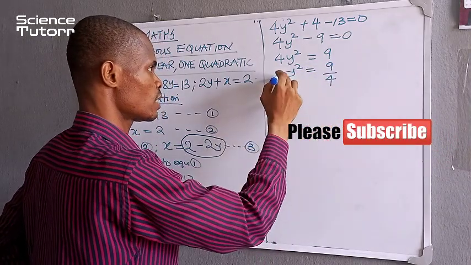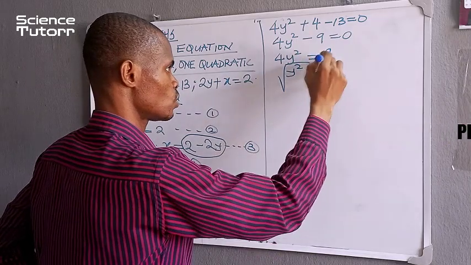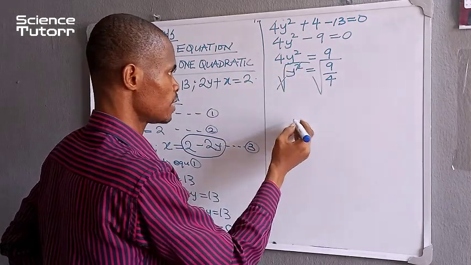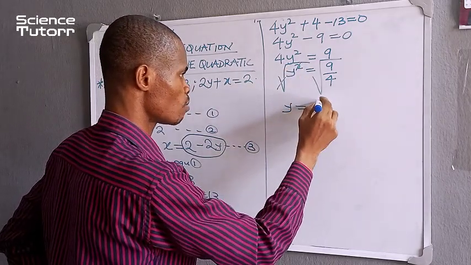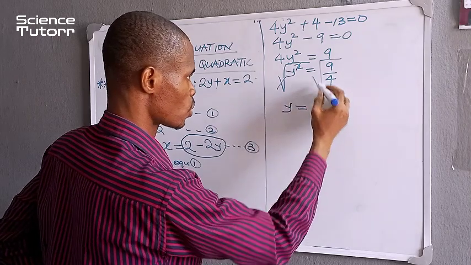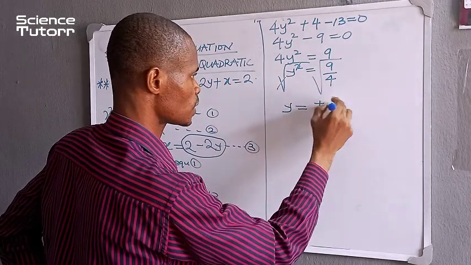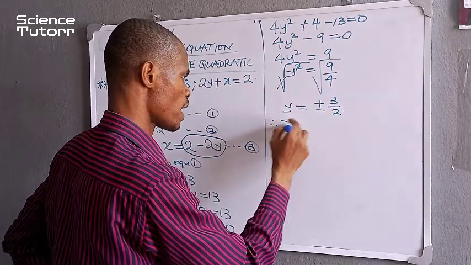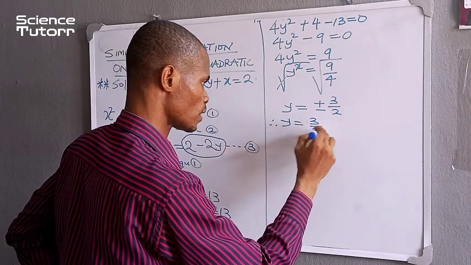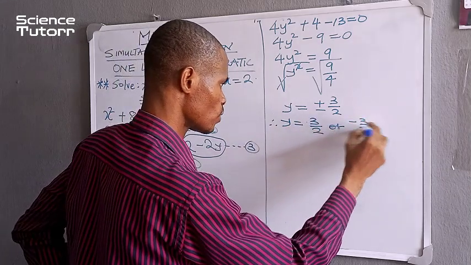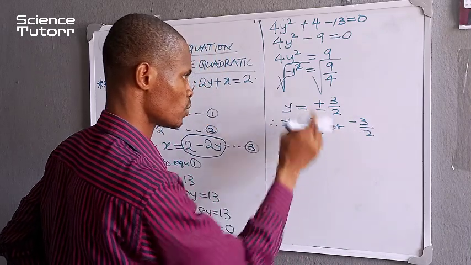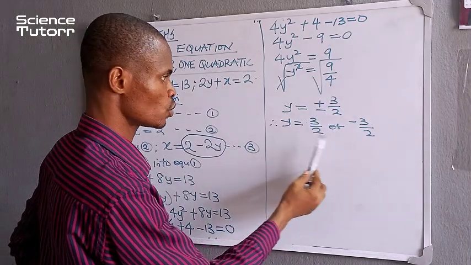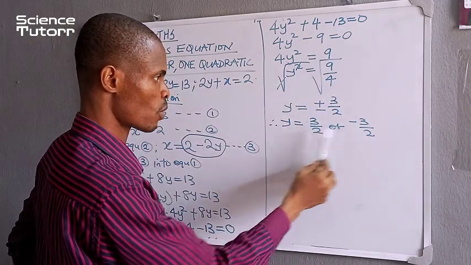So how do we find y? We simply square root both sides. To find y, we square root both sides. So the square root takes the square here, and then we have y equal to plus or minus the square root of 9 over 4. Square root of 9 gives us 3, square root of 4 gives us 2. So therefore y is equal to 3 over 2 or minus 3 over 2. That is the essence of plus minus. Many times when you are taking the square root of a perfect square, the values will be a plus and a minus. That is why we have a positive and negative.